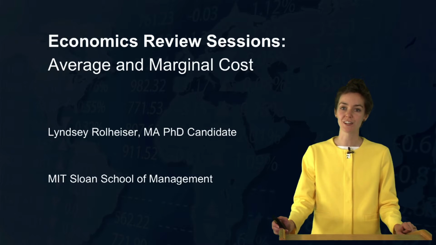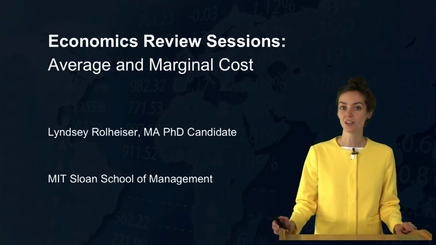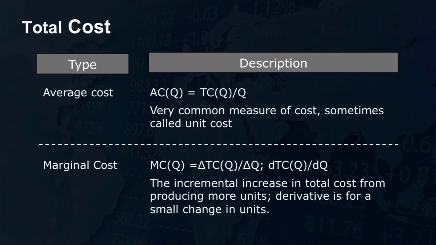In this section, we'll discuss average cost and marginal cost, as well as economies of scale. So what is average cost? Well, average cost is simply our total cost divided by the total amount of quantity that we're producing. Sometimes we call this a unit cost. For example, if we produce 100 units, we can calculate the average per unit cost of each of those units.